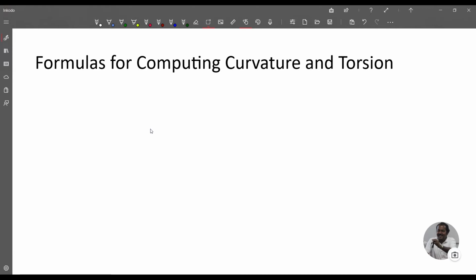Welcome to today's class on vector analysis. Today we discuss formulas for computing curvature and torsion. First we derive a formula for curvature.